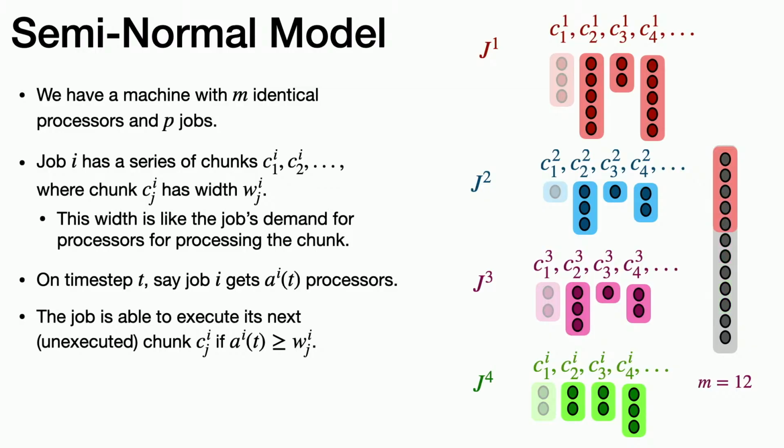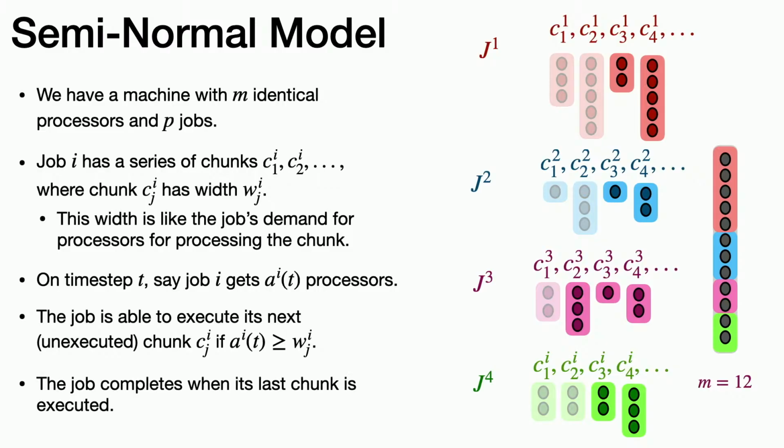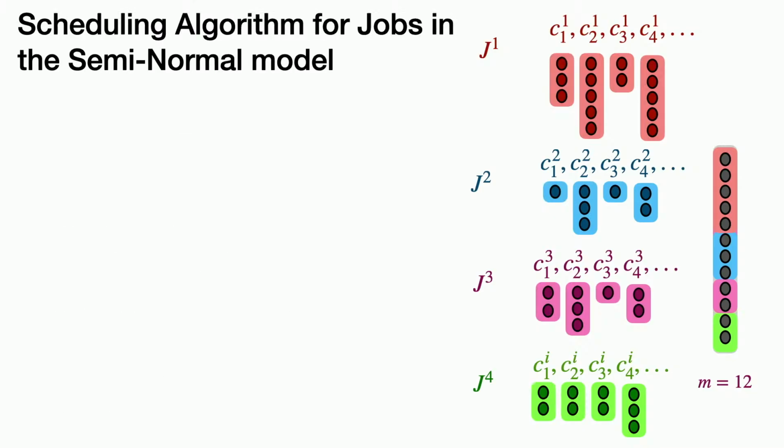Let's do another one. Now, in this one, again, job 1 got 5 processors, job 2 got 3, job 3 only got 2 processors, and job 4 got 2 processors. And now, job 3 cannot make progress. It's stuck. Unless it gets a sufficient number of processors, it makes no progress on the chunk. So it's not that it makes partial progress on the chunk. It either has to execute the whole chunk or it does not. And a job completes when its last chunk is executed, okay? So that's what the model is.